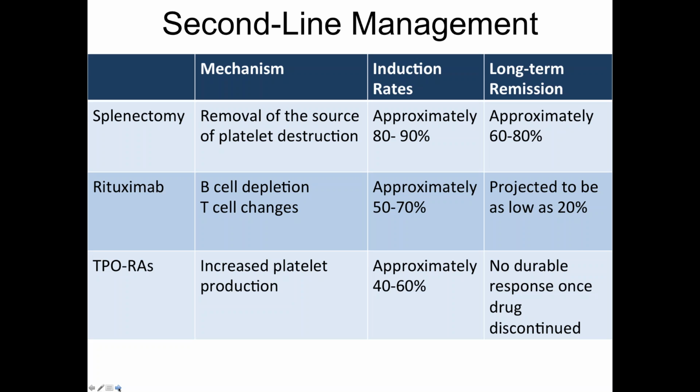And then we have the newer thrombopoietin receptor agonists, and these work by increasing platelet production. Response rates are seen in about 40 to 60% of patients, but we cannot expect a durable response once the drug is discontinued.